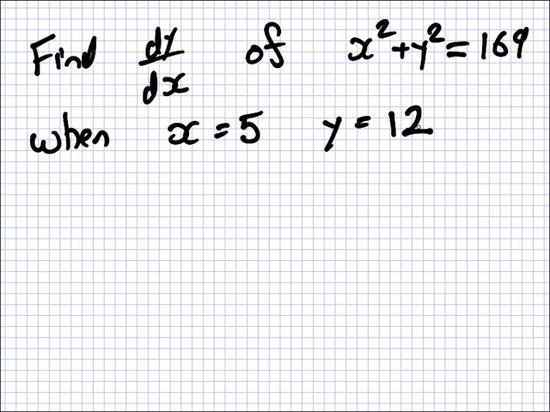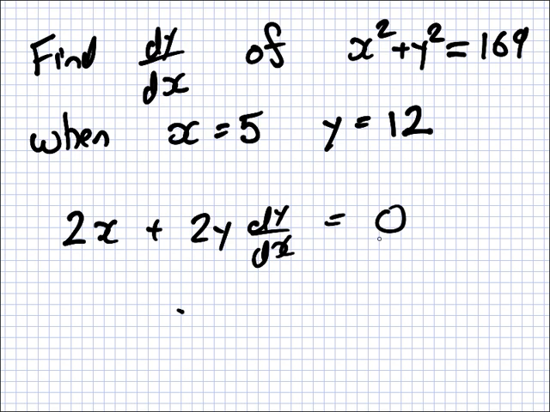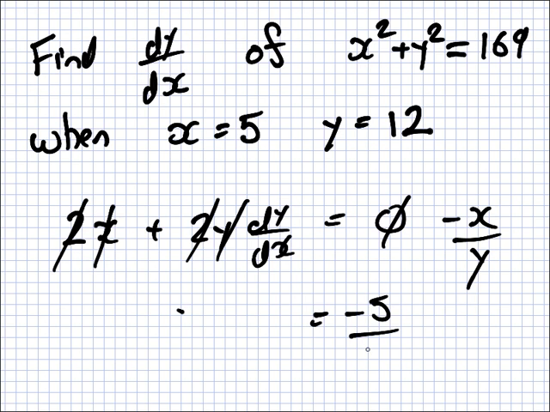Okay. Let's have a look here at this one now. So we implicitly differentiate. x squared becomes 2x and y squared becomes 2y dy/dx, and that's equal to 0. Cancel the 2's. Bring the x to the left, it becomes minus x, and then divide by y. So you get dy/dx is minus x over y. And we know the x, 5, and we know the y, 12. So that's the answer then: minus 5 over 12.